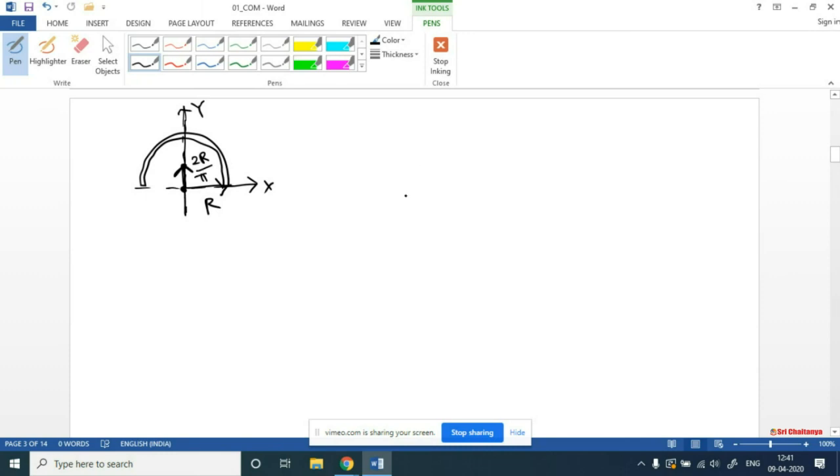And another, if we have a disk of radius r, this is the x-axis, this is the y-axis. From the same arguments, we can say the center of mass is going to be somewhere over here, and this distance from the center would be 4r by 3 pi.